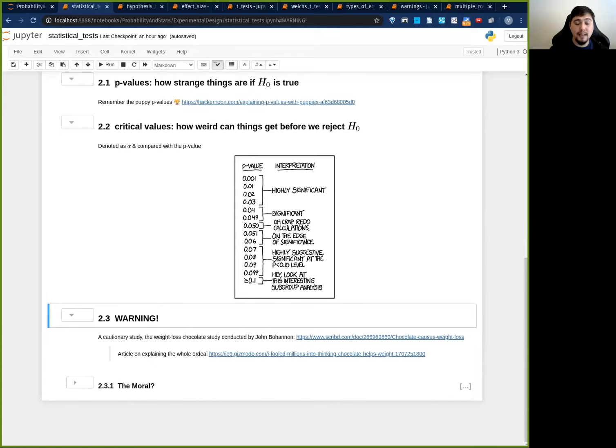This is where I will say just because you get a weird value does not mean it is significant, or at least significant to what you care about. There's this famous cautionary study of weight loss with chocolate. Has anyone heard this before? It's something like eating dark chocolate can help you lose weight more than other things. Yeah, see, Bulla gave a thumbs up. It's usually someone who's heard something like that.